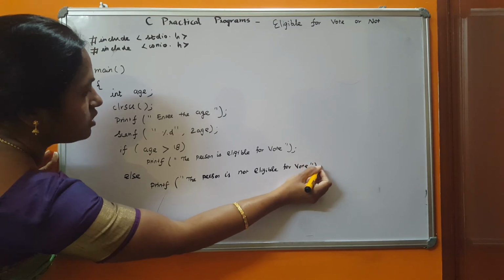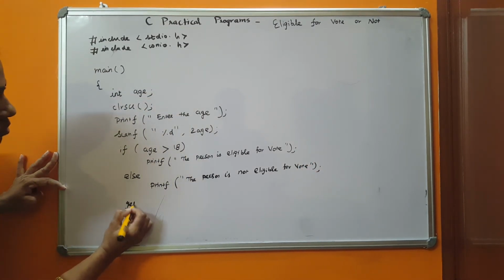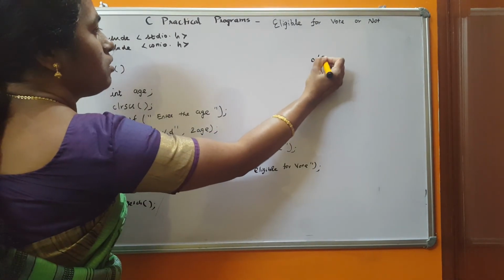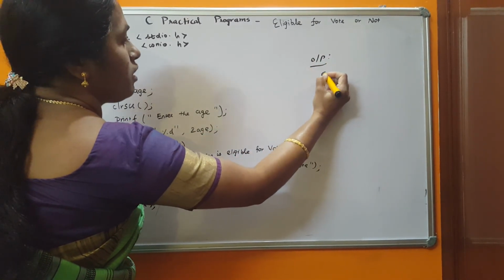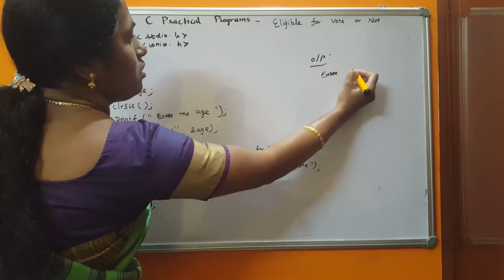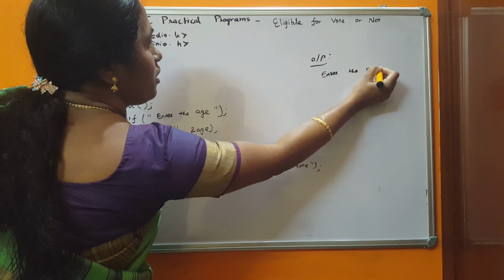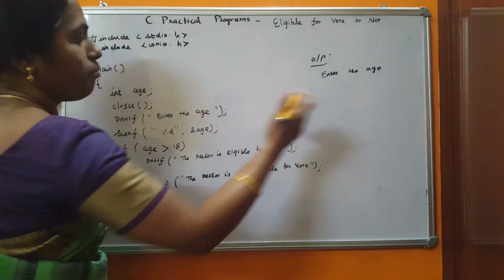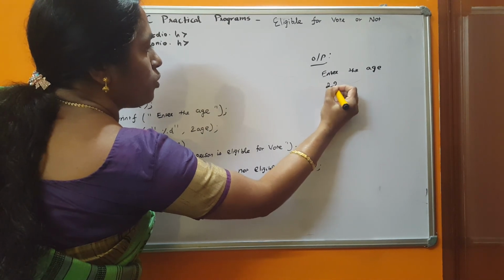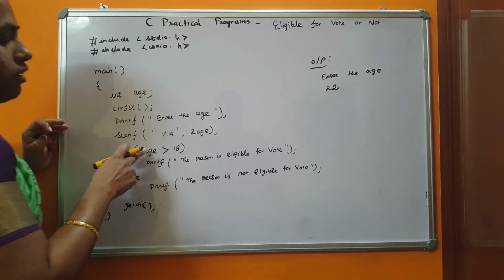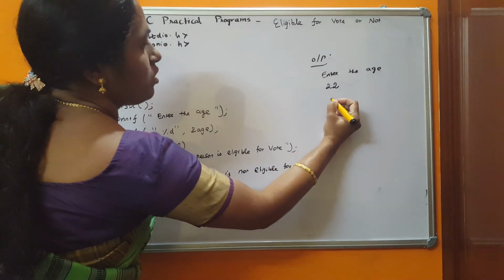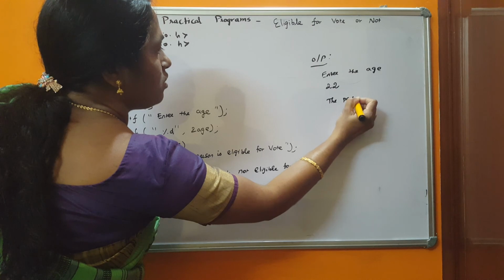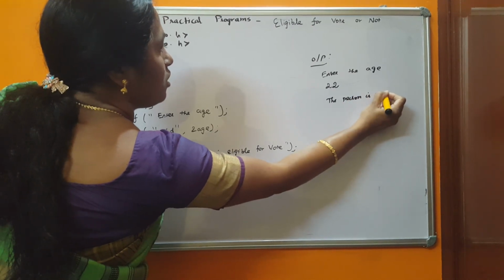Simple if condition is used here. So the output of this program is: enter the age. It is displayed by the printf statement. The next statement is the input statement. We enter the age 22. Let's check the condition. If age is greater than 18, it is greater than 18. So the output: the person is eligible for vote.